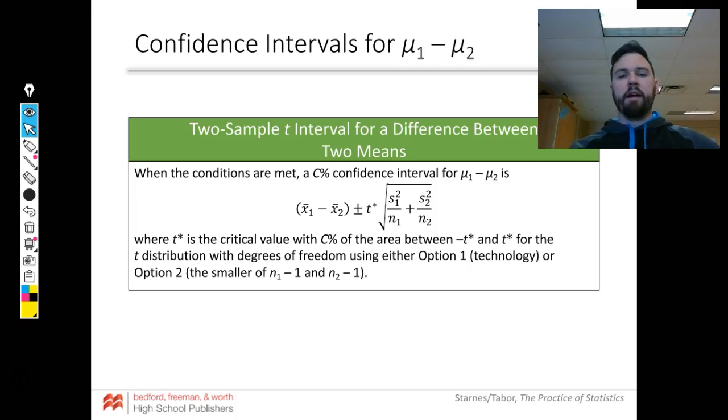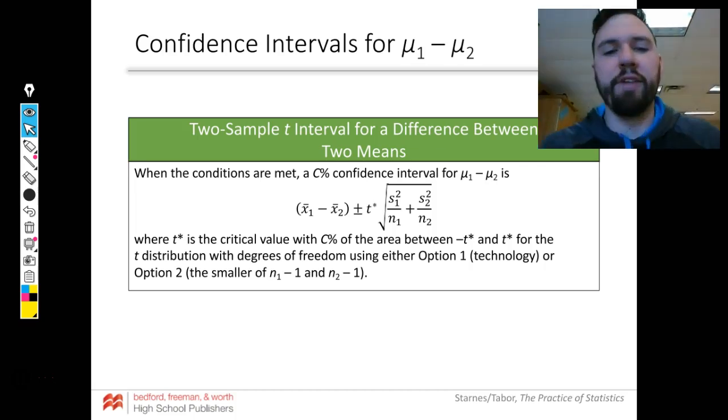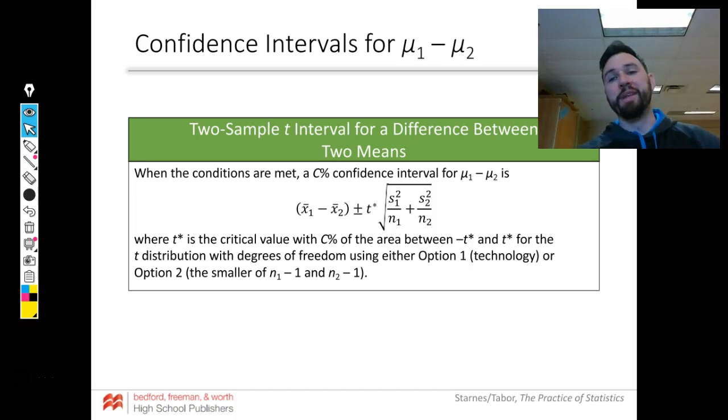Now, to find your degrees of freedom, option 2, you're going to pick the smaller of n1 minus 1 and n2 minus 1. So it's not going to be super accurate. There's actually a big formula for it. We don't have to know how to do it. Option 1 is going to be the calculator this time. I'd prefer to use a calculator on these.